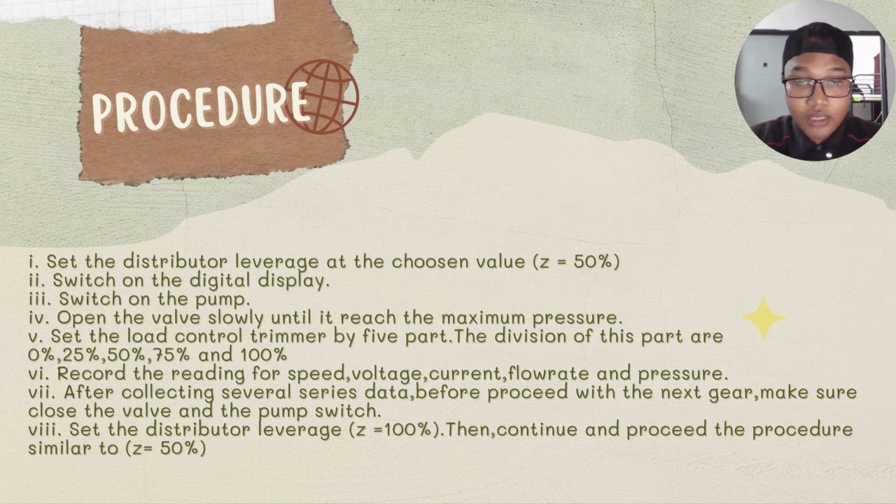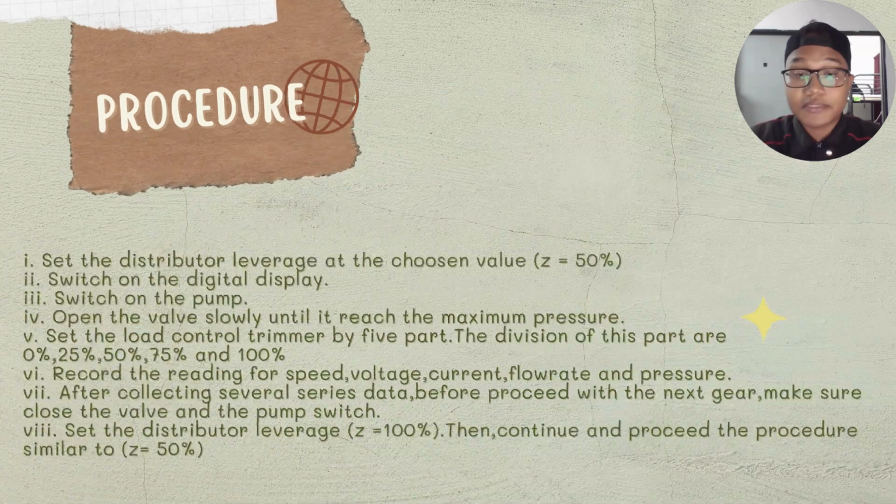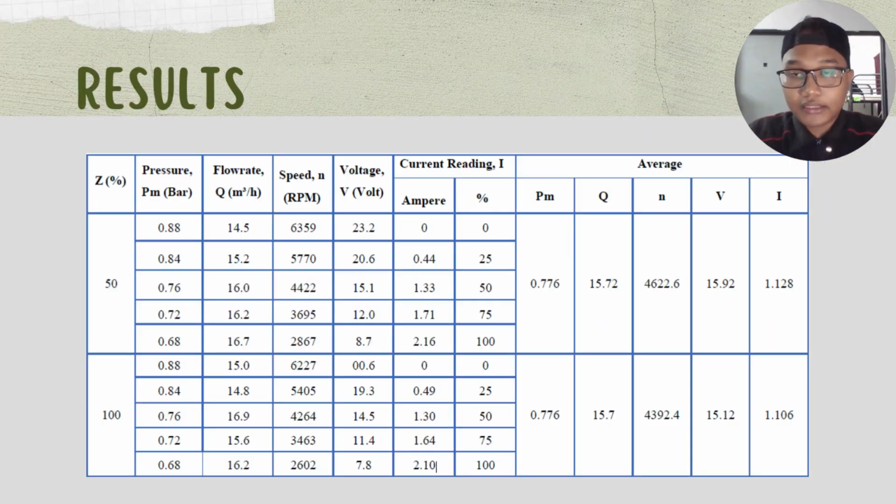Set distributor lever Z equal to 100%. Then continue and proceed with the procedure similar to Z equal to 50%. So, result from the experiment, we collect data from distributor lever 50% and 100%. We collect all the data that we got and put it in the table.